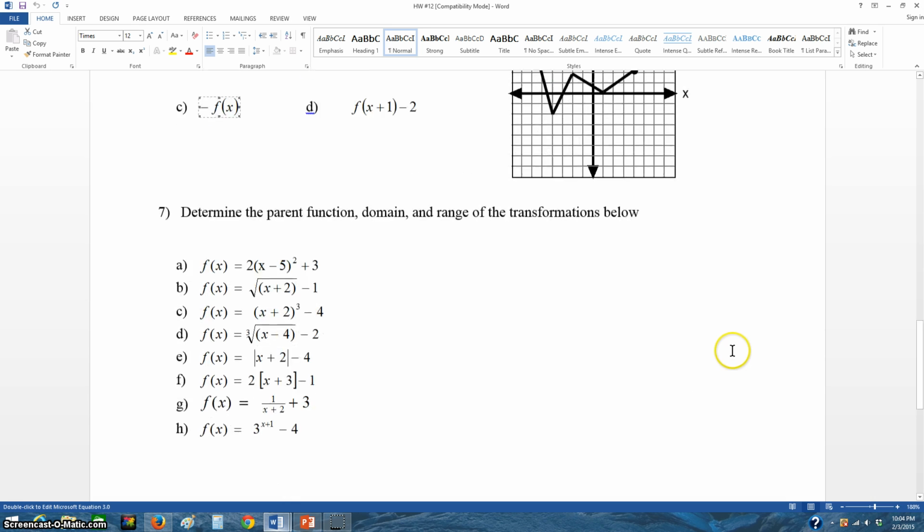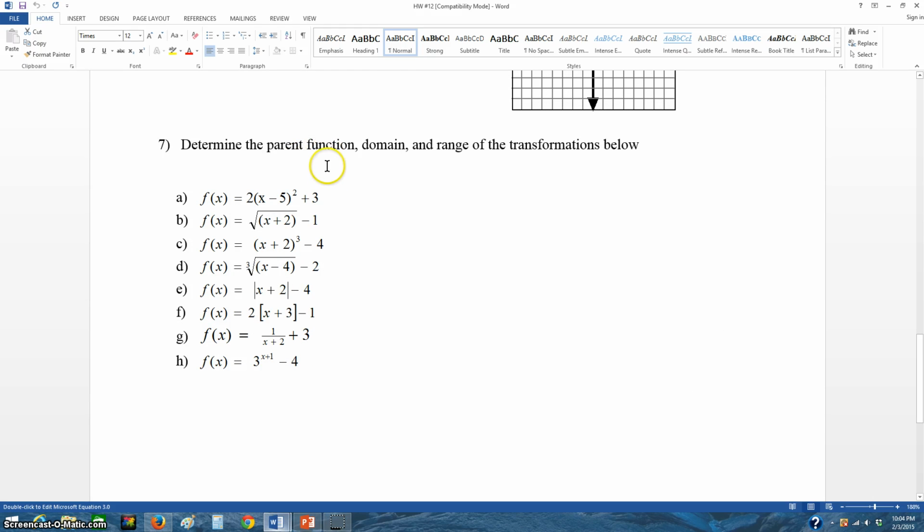Okay, moving on to number 7, it says determine the parent function. I want you to hold off on letter D, letter F, and H. Let's hold on to those, but you should be able to do the other ones.